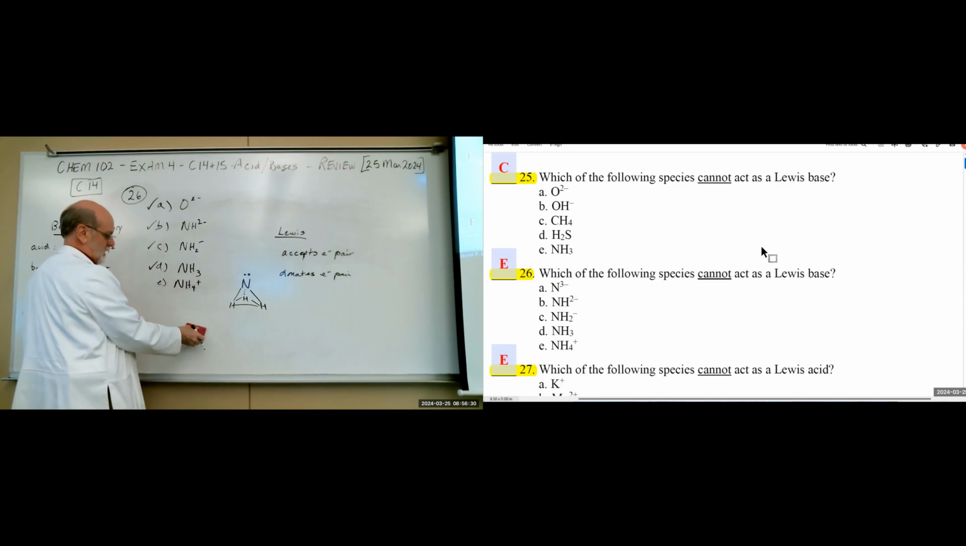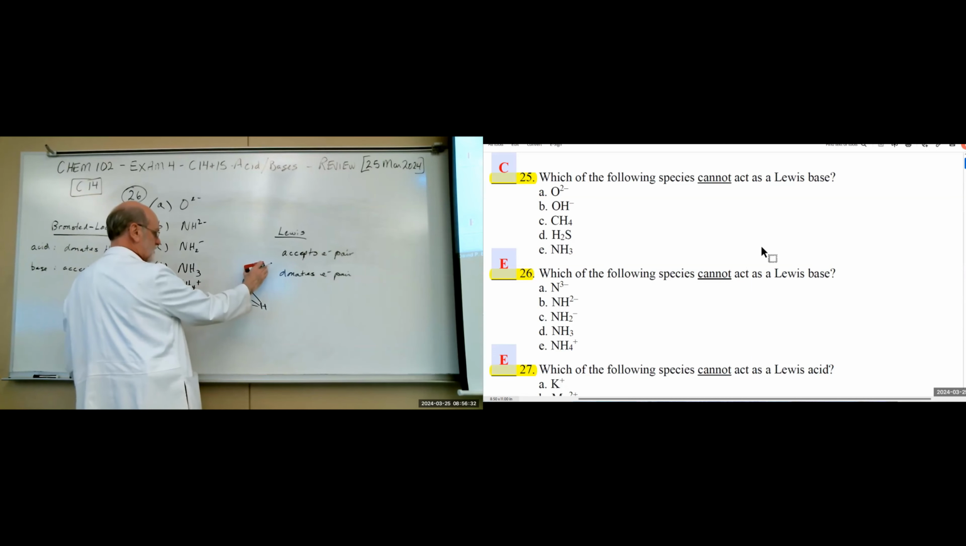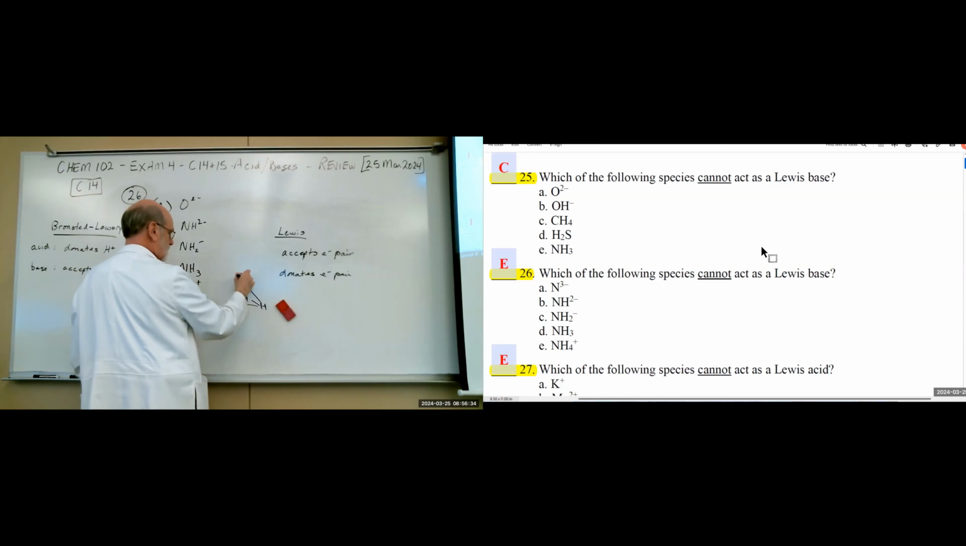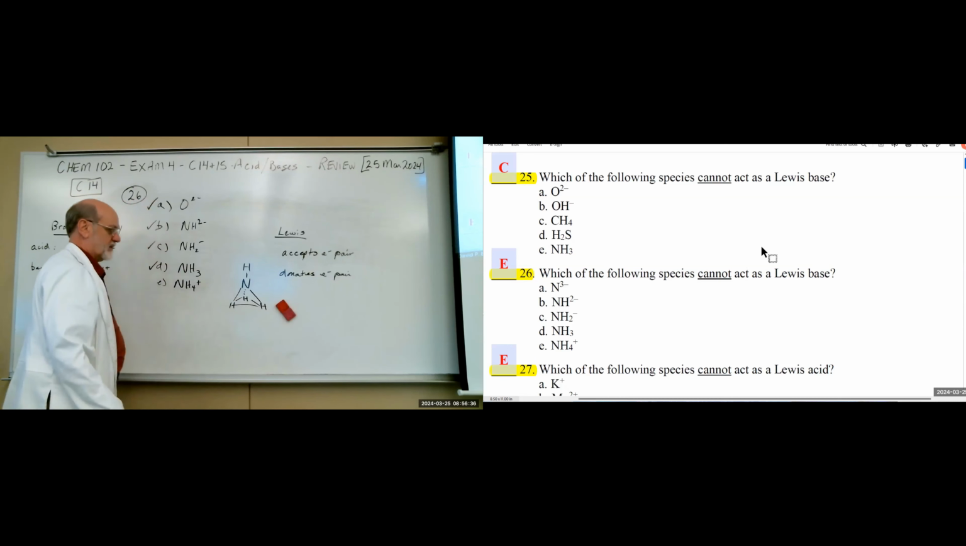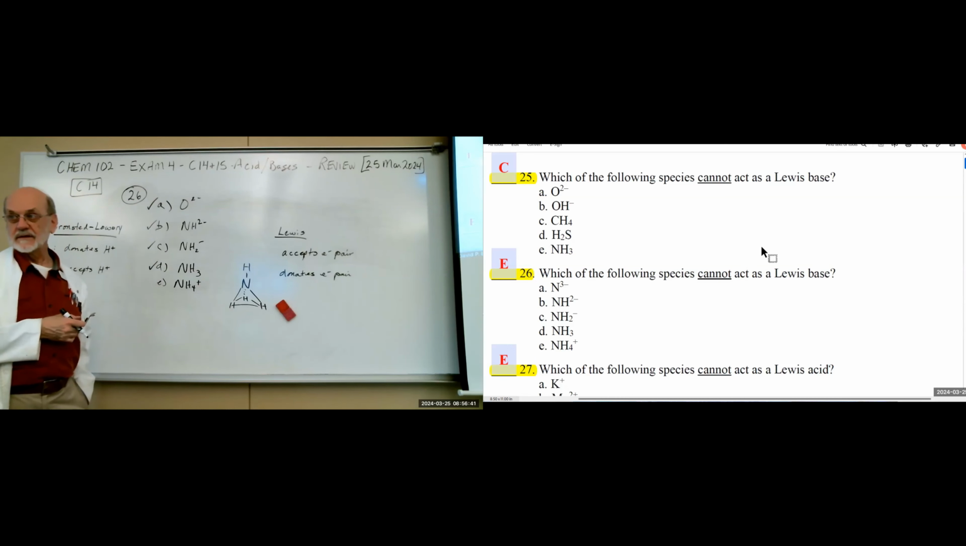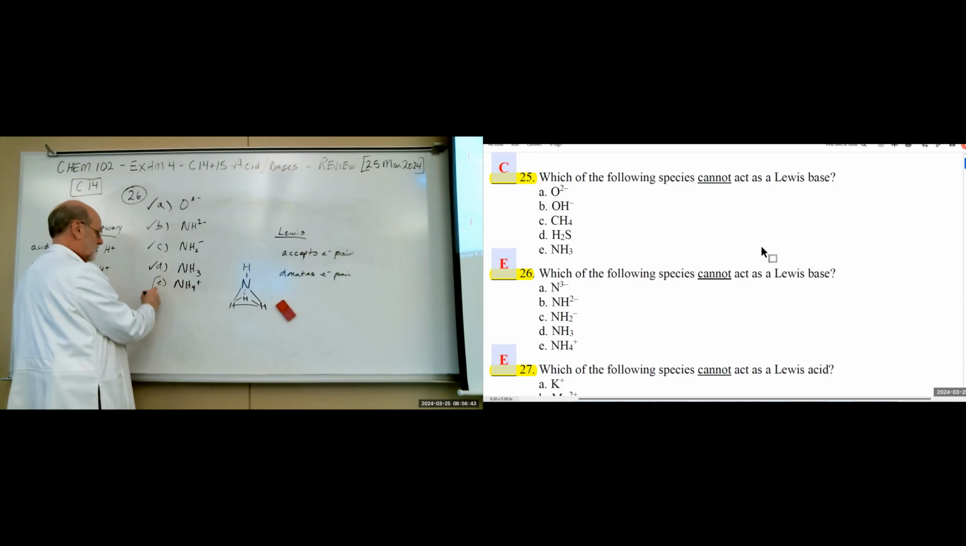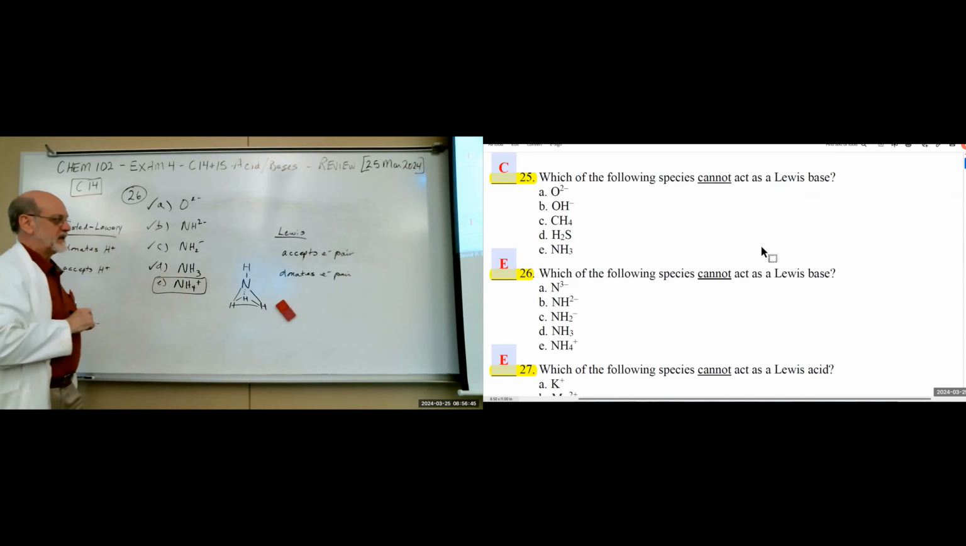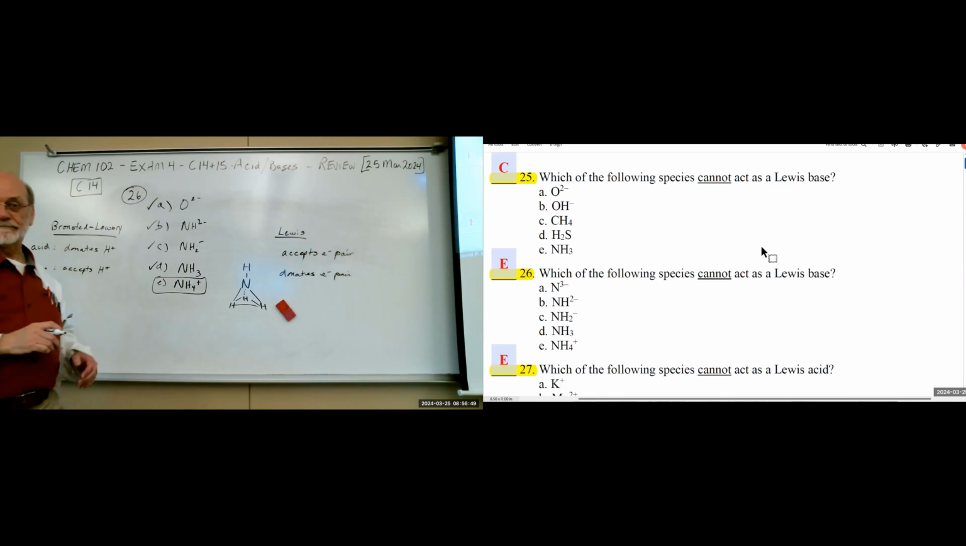plus. Well, in order to do NH4 plus, we had a hydrogen up there. Now you have no more electron pairs to donate. This is the one that cannot be a Lewis base. All right.